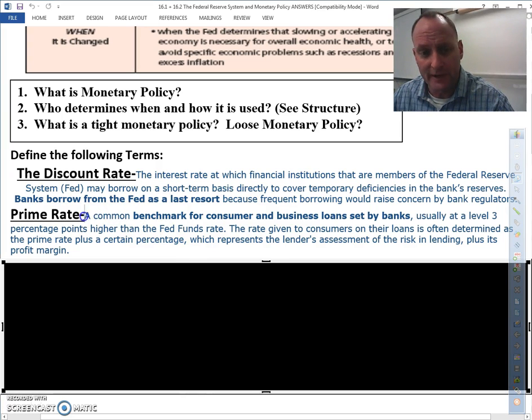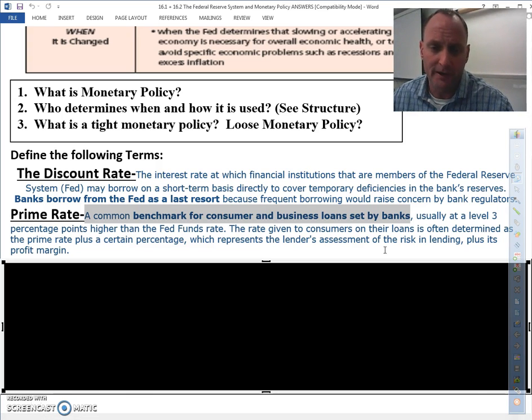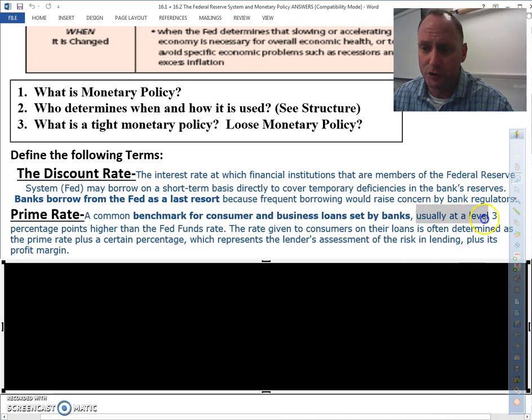And again, just write down the highlighted area. This is the common benchmark for consumer and business loans set by banks. It's kind of like the average, if you will, rate that banks charge pretty much all over the country. They don't have to charge that, but a lot of banks choose that rate to offer their customers at that time. It's usually at a level 3 percentage points higher than the Fed funds rate. And you're probably asking, well, what's the Fed funds rate? And that's what we're going to go over here in a minute. So again, prime rate for general loans for consumers and businesses.